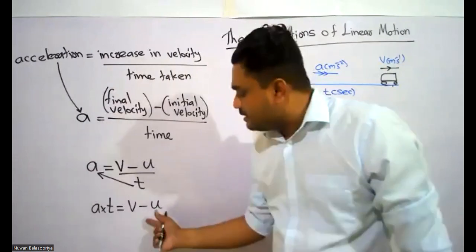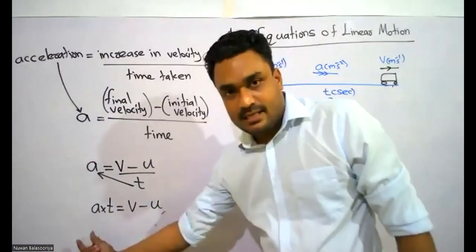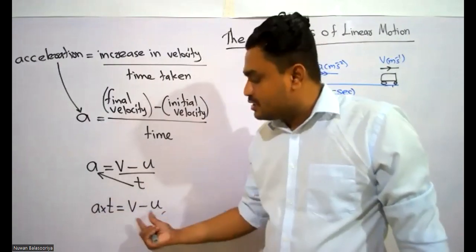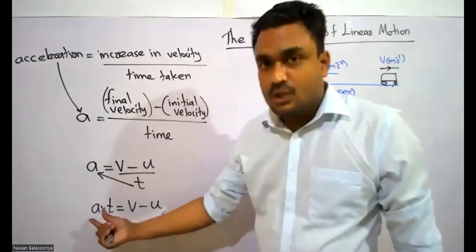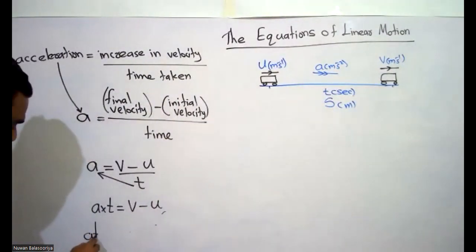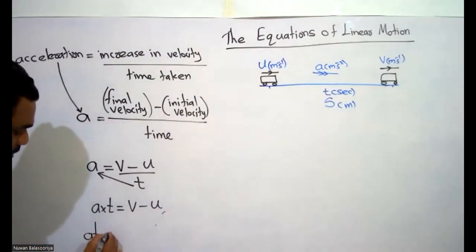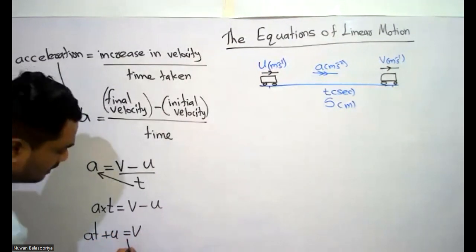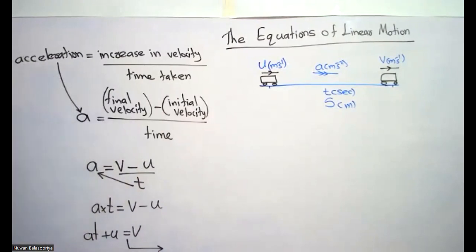Now, I'll take this minus u to the other side of the equation, then minus u becomes plus u. So a times t is at, and minus u comes this side as plus u, equals v. So this is our first linear motion equation.